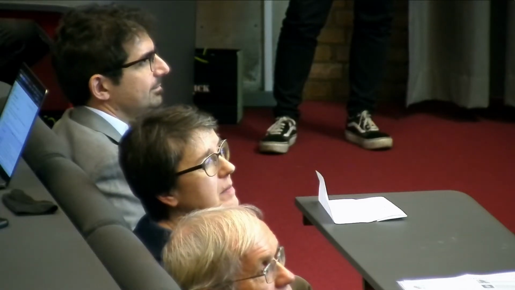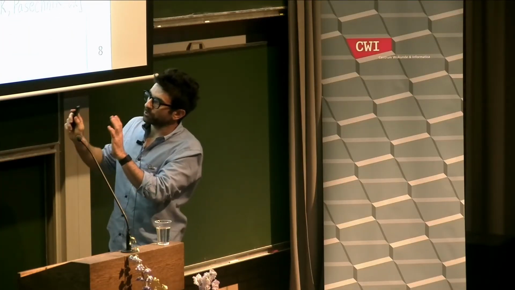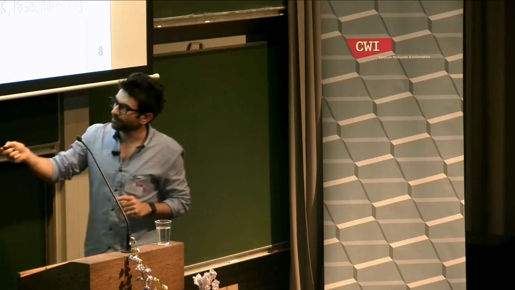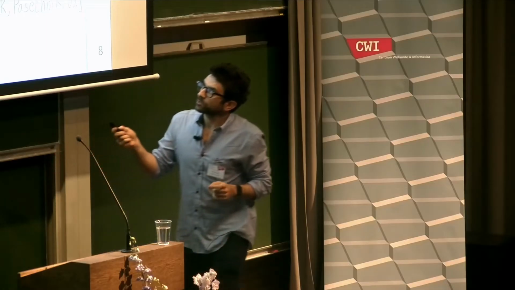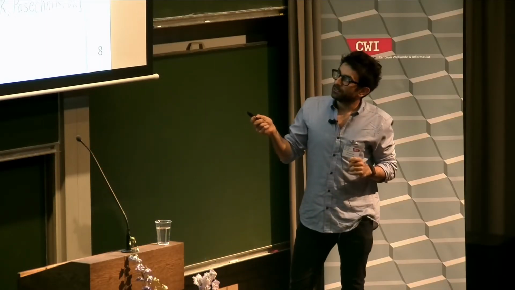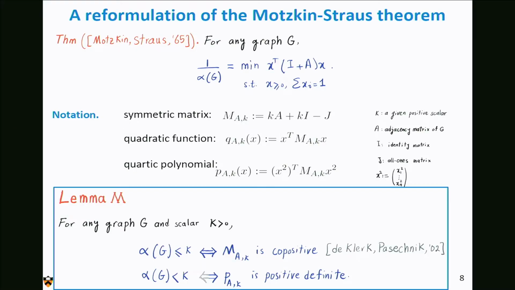And the lemma is the following, and this is a 3-line reformulation of the theorem. But I want you to remember it, it's on the board. It says that the stability number of the graph is less than K if and only if this matrix M is copositive, so it takes non-negative values on the non-negative orthant. And if further this is strictly less than K, then this quartic form is positive definite, meaning that for a non-zero x, it takes a positive value. And this is also an if and only if, but the reason this is in gray is that I'm not going to be using this implication. I'm going to be using the other three. Okay, and this is on the board.